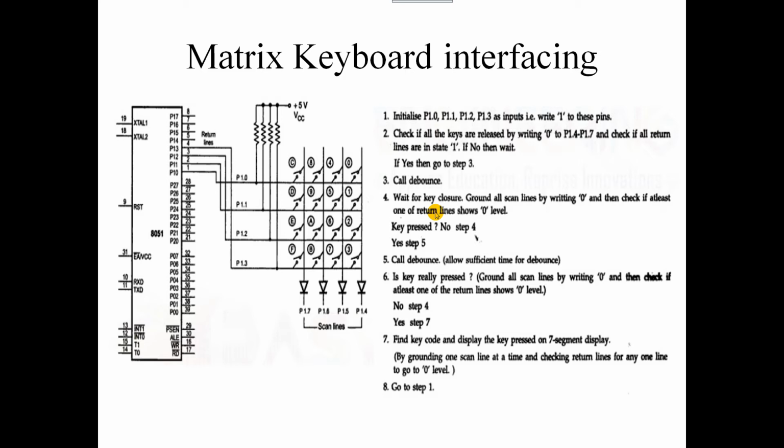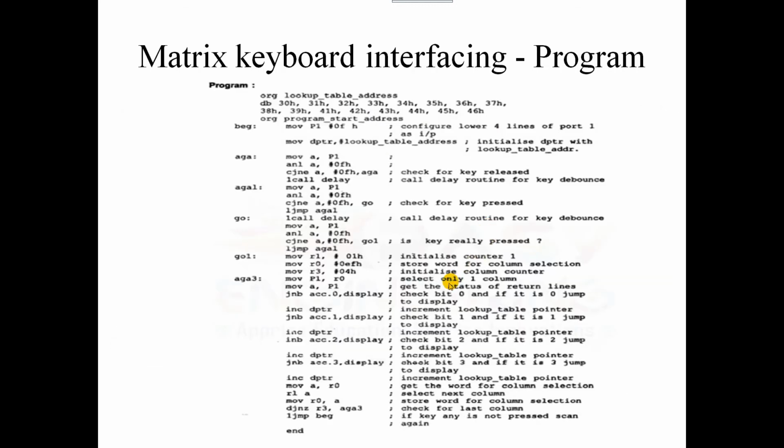In step number 7 we will be getting the key code. Whatever may be the key, the input is given for the scan line, and the output is obtained on the returned lines of port number 1, 1.0 to 1.3. We will be getting that particular data, and we will be giving the output to the microprocessor. That is given in this particular program.